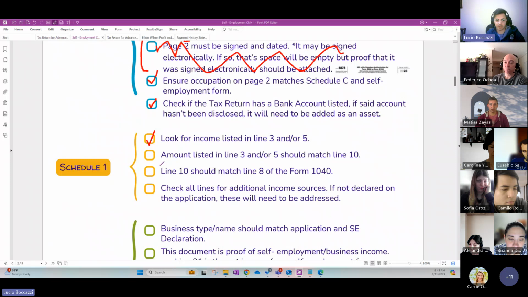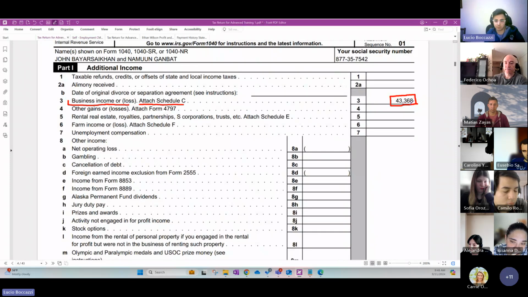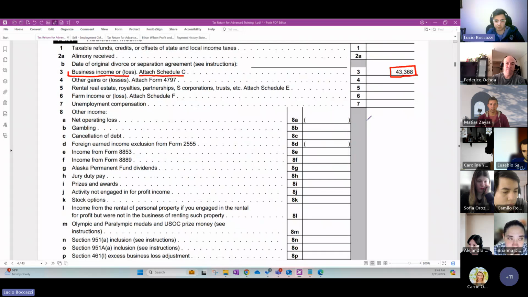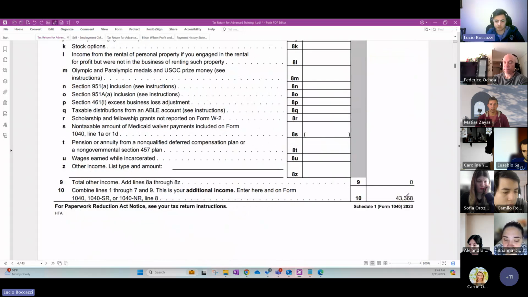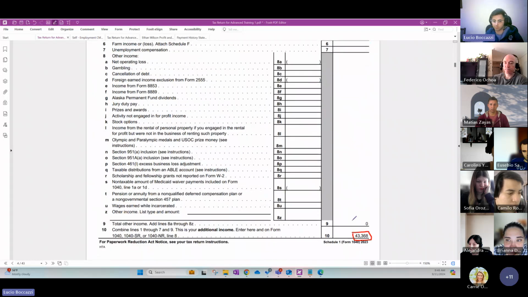So I've already found the amount that we have. The next step says the amount listed in line 3 and or 5 should match line 10. So let's check that out. I have line 3, that is 43,368, and line 10, which is a total, should match as well. So the question is, okay, what happens if these two don't match? Do I need to tell the applicant that they don't match?